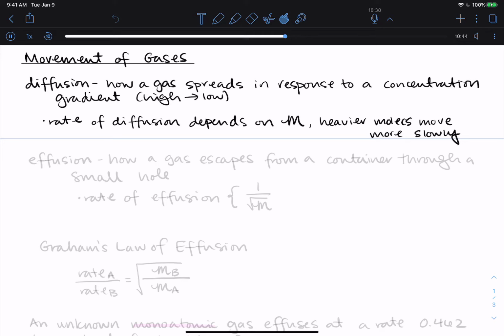The other way that gases move, you might not be familiar with this word, and we have the added difficulty in that it can sound a lot like diffusion. This is effusion. And effusion is how a gas escapes from a container through a small hole.